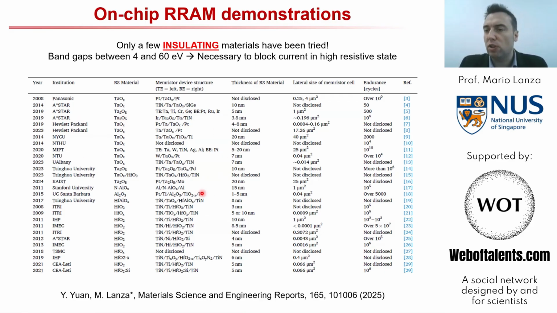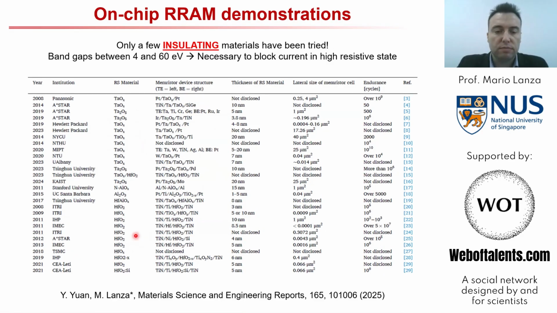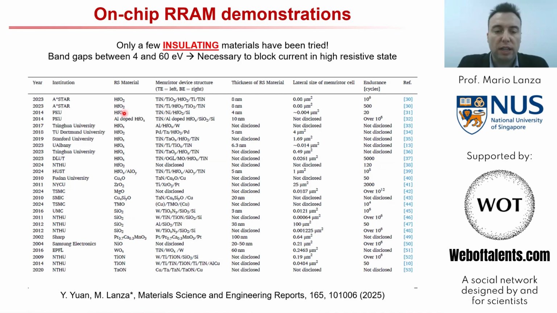This table here only shows works that report integration of the memristor on the chip. And normally on the chip, studies only reported the performance of tantalum oxide, hafnium dioxide, and a few materials more, like silicon dioxide, aluminum oxide, and titanium oxide. But many other materials that have exhibited good performance in research articles, such as, for example, amorphous carbon, have still not been tried on chip, and therefore many more studies are necessary.